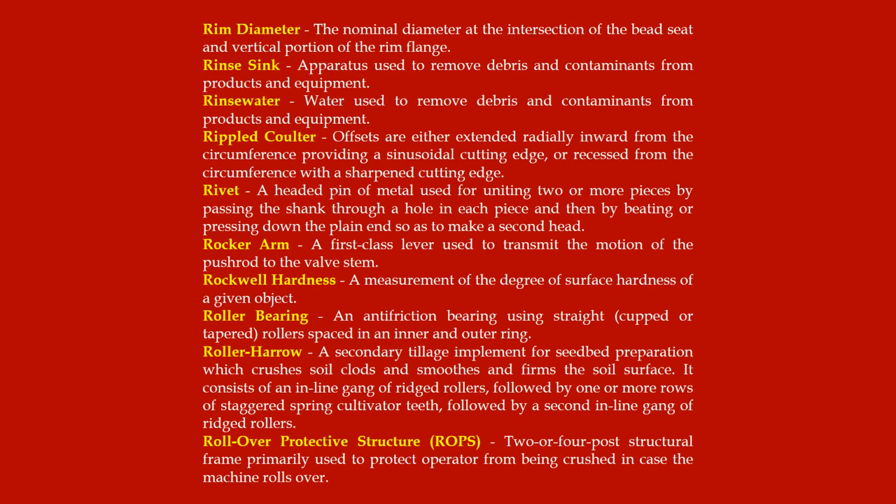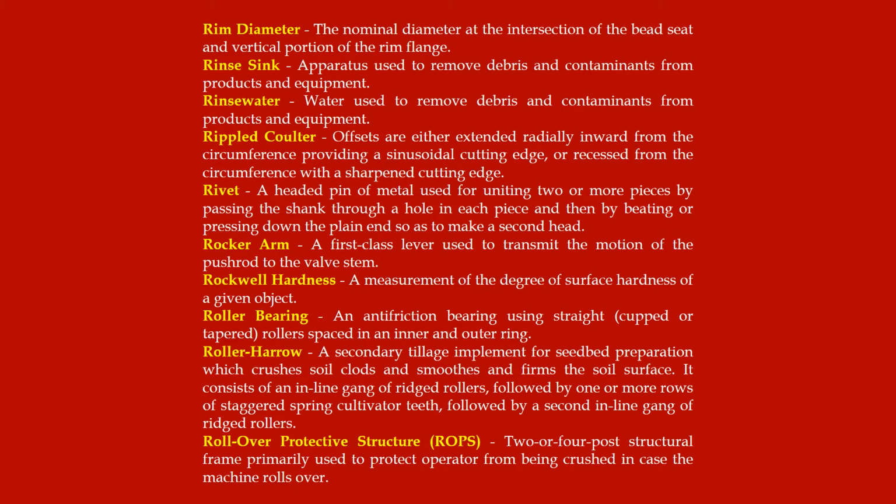Rivet: a headed pin of metal used for uniting two or more pieces by passing the shank through a hole in each piece and then by beating or pressing down the plain end so as to make a second head. Rocker arm: a first-class lever used to transmit the motion of the pushrod to the valve stem. Rockwell hardness: a measurement of the degree of surface hardness of a given object. Roller bearing: an anti-friction bearing using straight, cupped or tapered rollers spaced in an inner and outer ring.